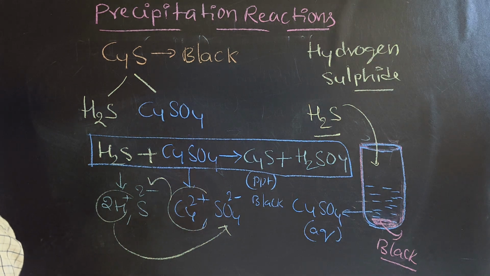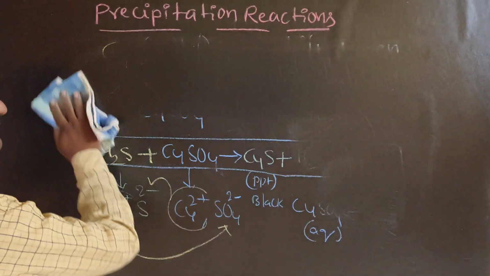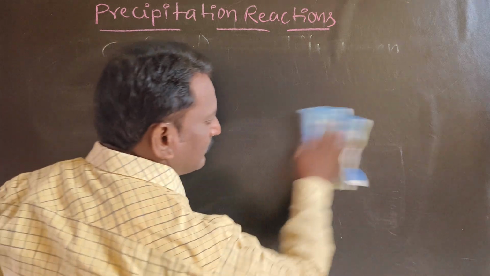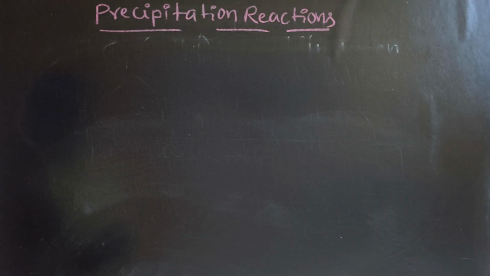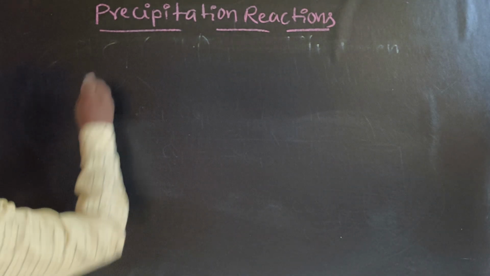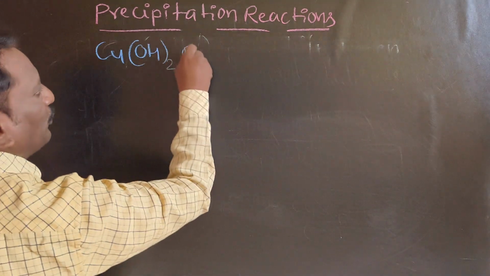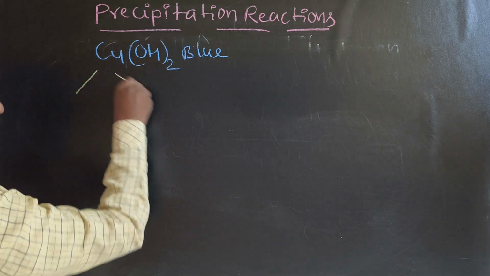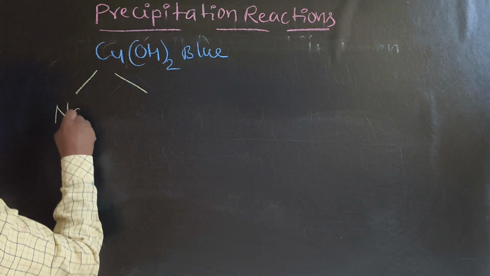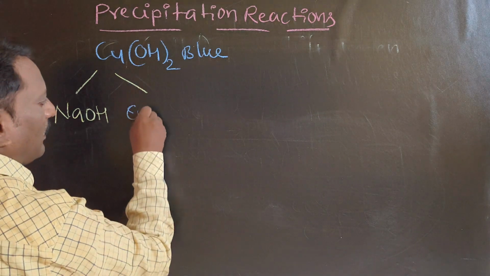Next one. Copper hydroxide. Blue precipitate. So colors of precipitates are very important, my dears. Copper hydroxide is a blue precipitate. It is obtained by the combination of two substances, that is sodium hydroxide with copper sulfate.